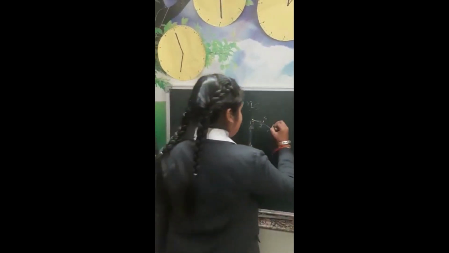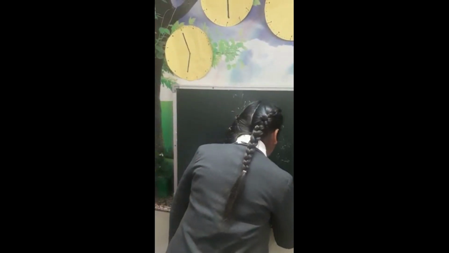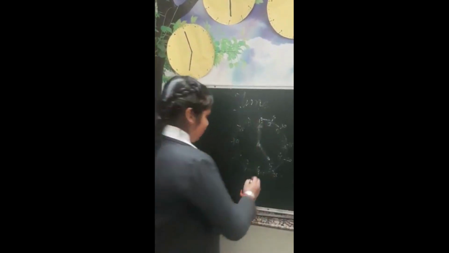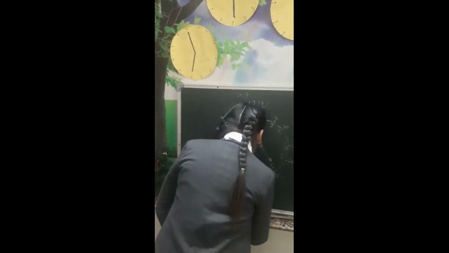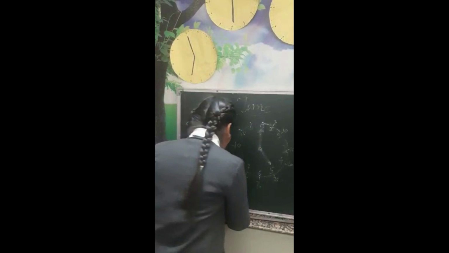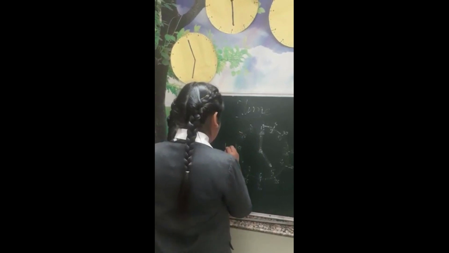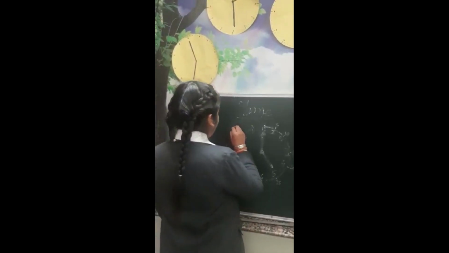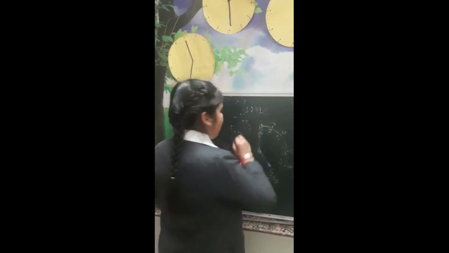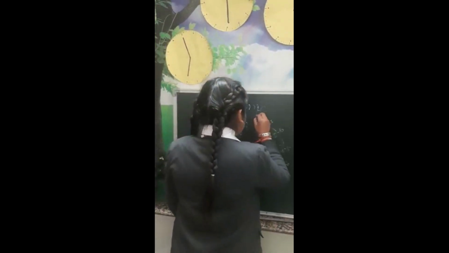5 twos are 10. 5 threes are 15. 5 fours are 20. 5 fives are 25. 5 sixes are 30. 5 sevens are 35. 5 eights are 40. 5 nines are 45. 5 tens are 50. 5 elevens are 55. 5 twelves are 60.